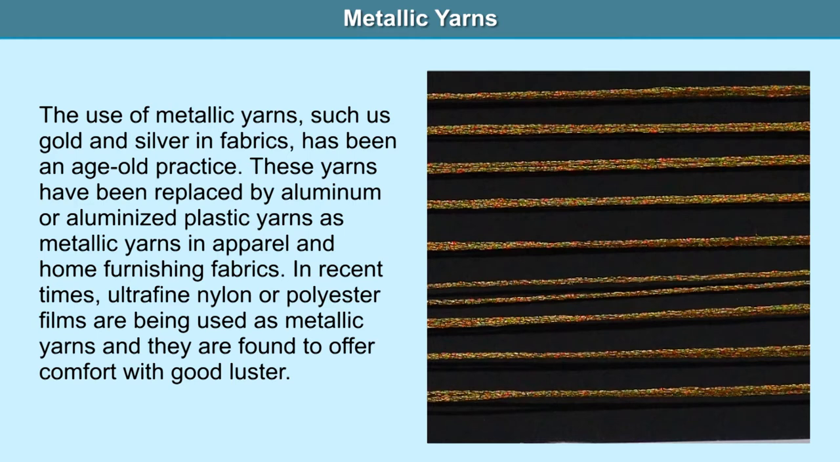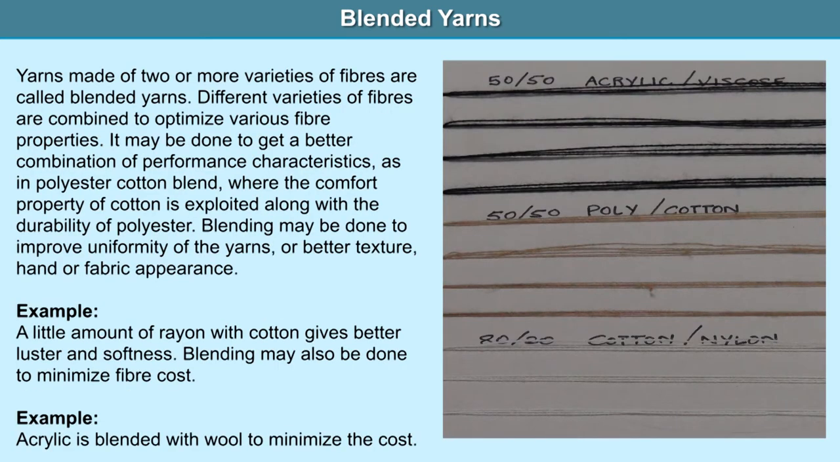good luster. Blended yarns. Yarns made of two or more varieties of fibers are called blended yarns. Different varieties of fibers are combined to optimize various fiber properties. It may be done to get a better combination of performance characteristics, as in polyester cotton blend, where the comfort property of cotton is exploited along with the durability of polyester.